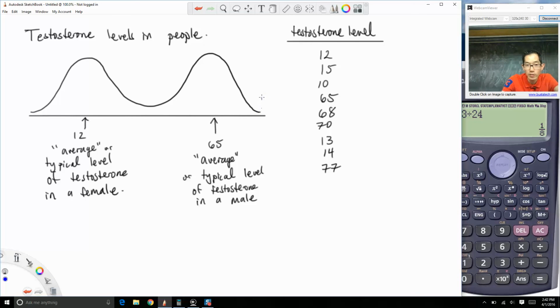Okay, you can have someone out here, probably a male with relatively high testosterone compared to other males. Okay, someone down here, probably female with relatively low testosterone.